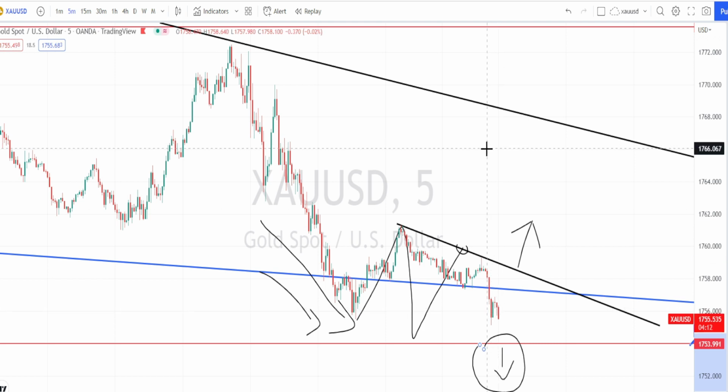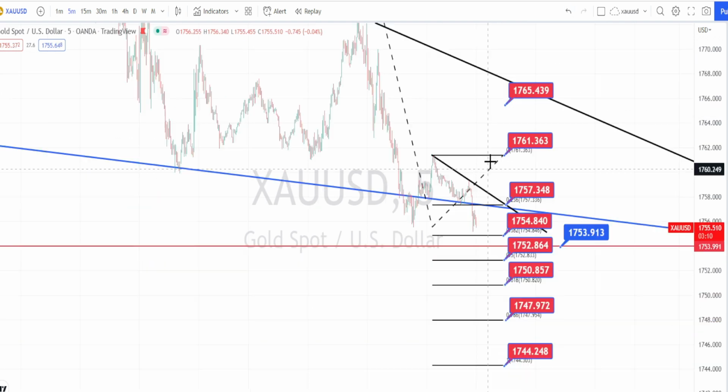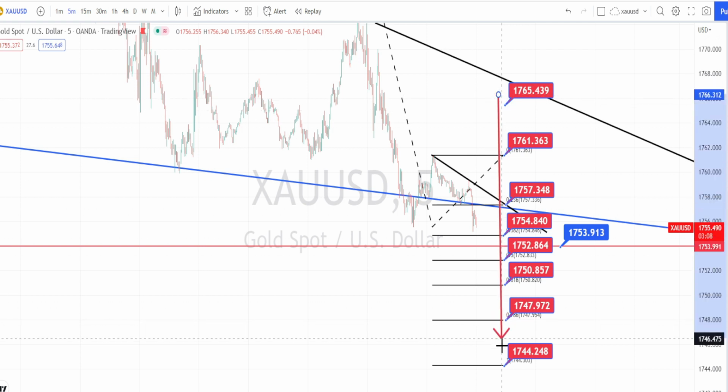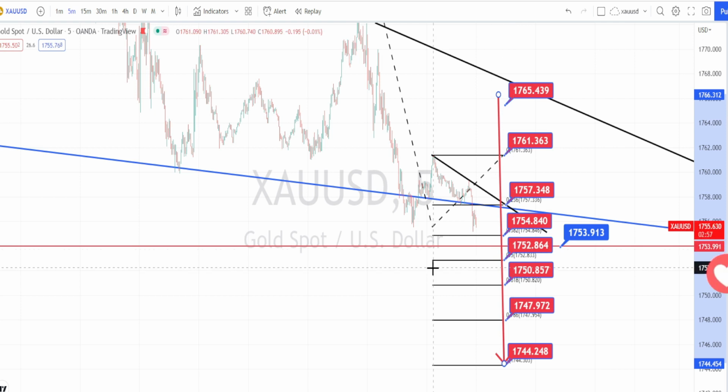Let us mark the support and resistance levels. So the values within this red color boxes are the resistance and support levels for 5 minutes time frame. That's all the analysis for today.